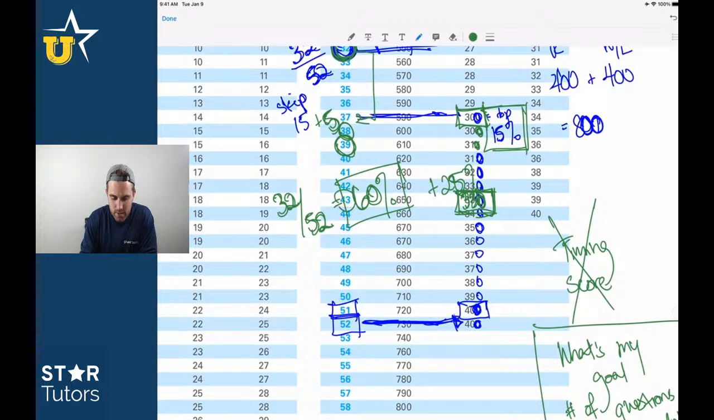Okay? Once you find that number, and then you find the number of questions, you do not think about the score one more second for the rest of the time you're taking the test. You only think about, what do I need to do to get to that number of questions answered correctly? How do I maximize my score?